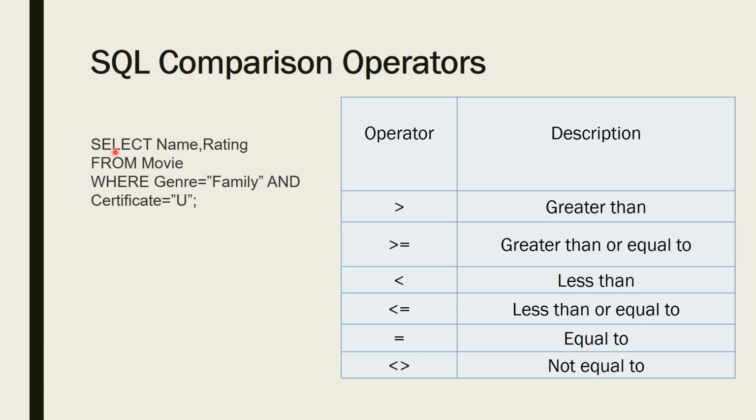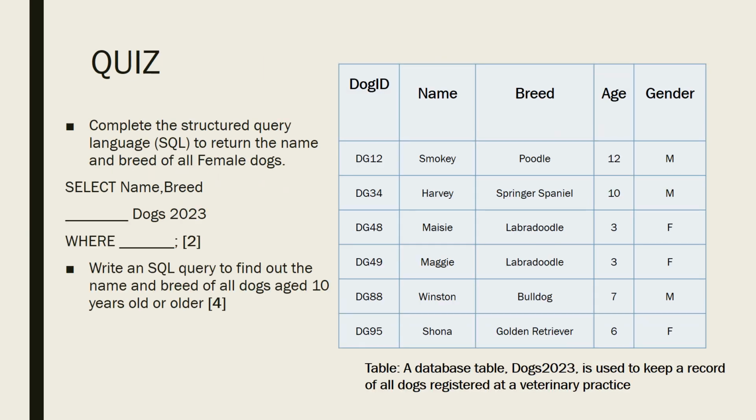Let's say you have applied a query: SELECT name, rating FROM movie WHERE genre equals family AND certificate equals U. It means wherever we get the certificate U and genre family, both need to be there to select the movie name. So this is one of the structures they have given.